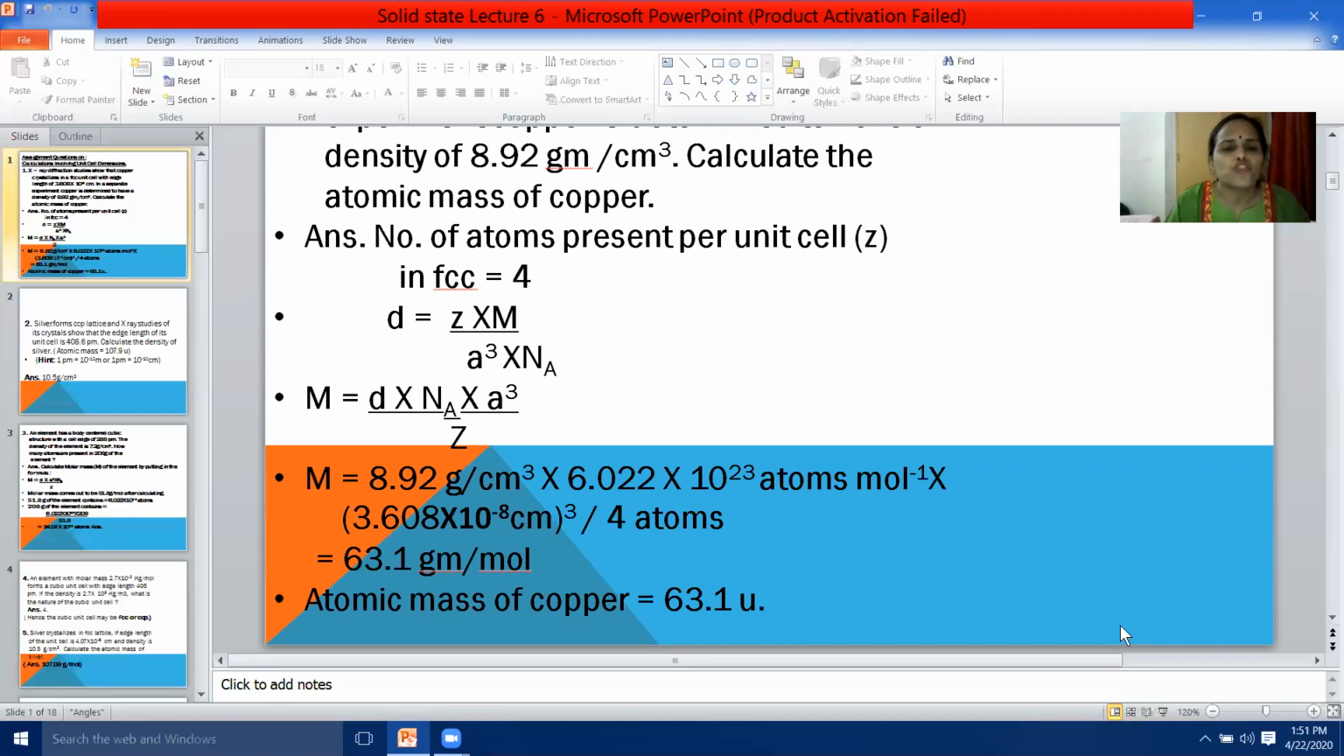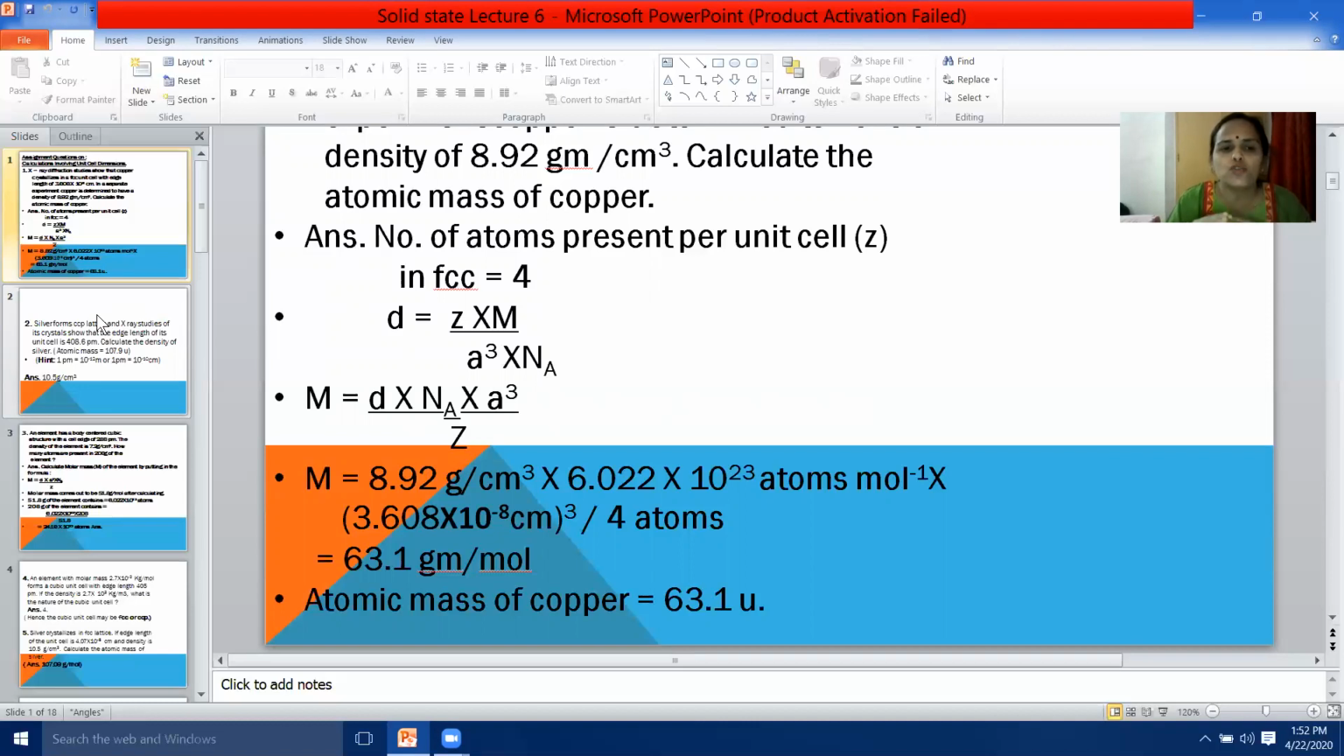D equals Z into M upon a cube into Na, where Z is the number of atoms present per unit cell. Here the value of small z is equal to 4. M is the molar mass of the substance. A is the edge length, a cube being volume. And Na is the Avogadro's number, whose value is 6.022 into 10 raised to 23. So here we need to calculate M. So M will be equal to D into a cube into Na upon Z.